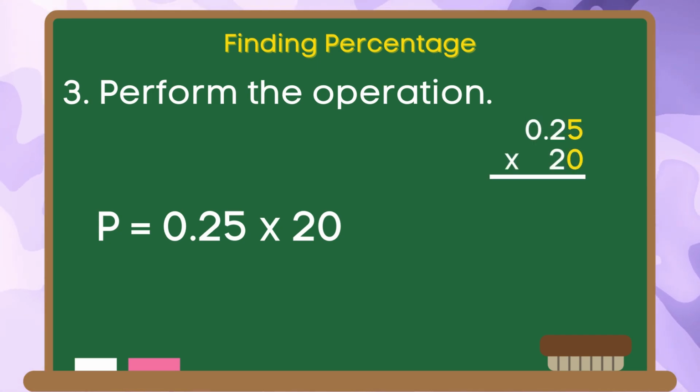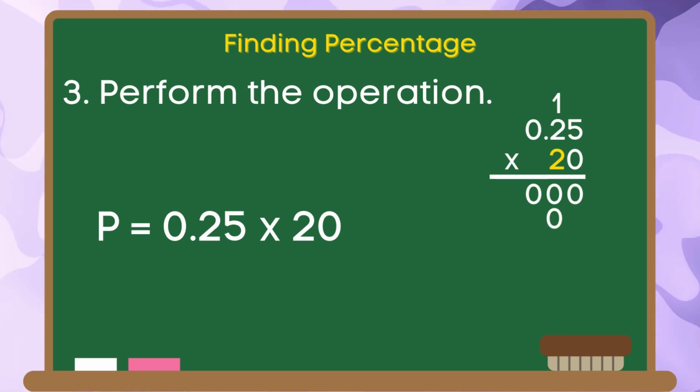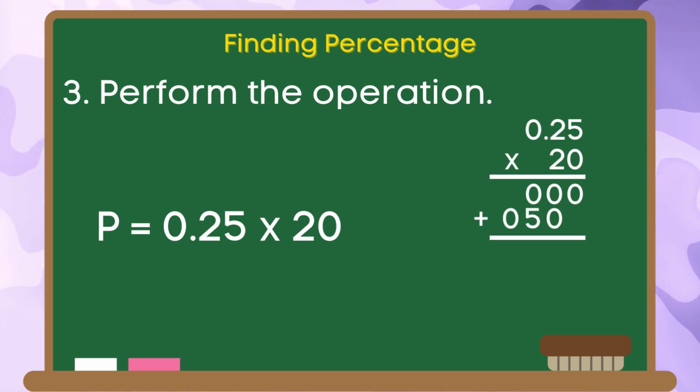0 times 5 is 0. 0 times 2 is 0. 0 times 0 is 0. 2 times 5 is equal to 10. Bring down 0, carry 1. 2 times 2 is 4, plus 1 is 5. 2 times 0 is 0. Let us add. Bring down 0. 0 plus 0 is 0. 0 plus 5 is 5. Bring down 0.